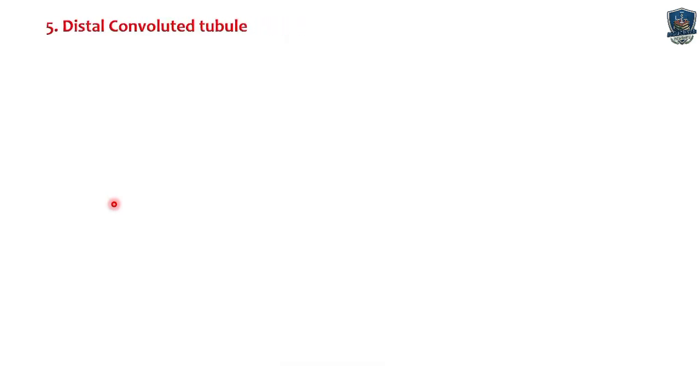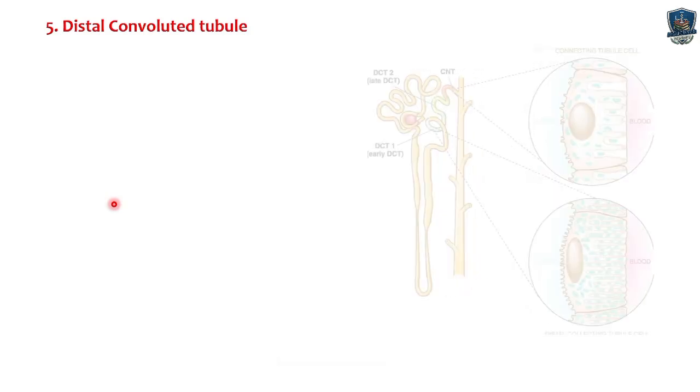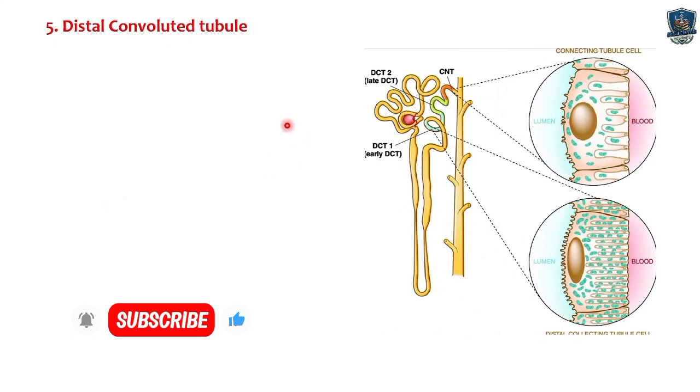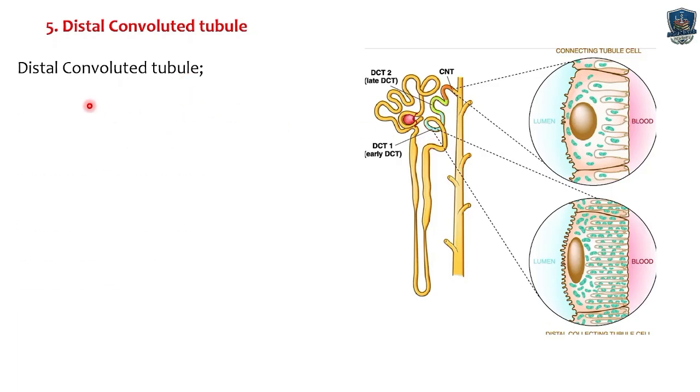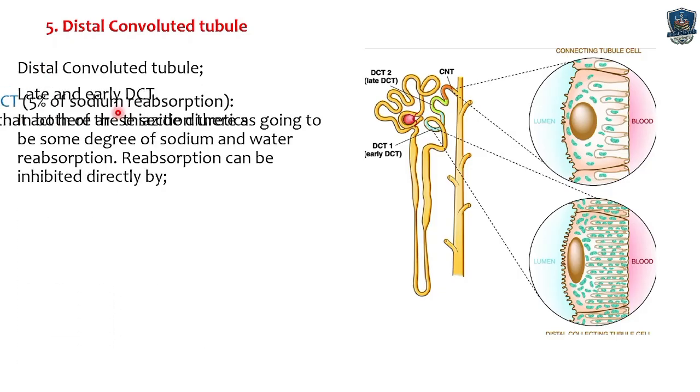Now we have got the distal convoluted tubule, as you can see in our diagram below. We have explained what happens in the renal corpuscles. We have explained what happens in the descending limb. We have explained what happens in the ascending limb, both the thin and the thick. Right now we want to explain what happens in our distal convoluted tubule. But remember, in our DCT we have two sections: the early DCT and the late DCT.